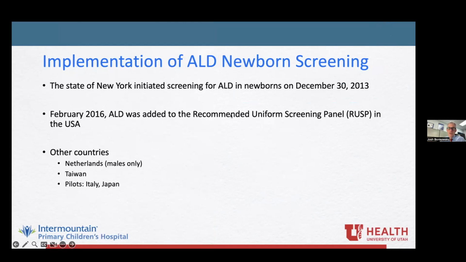It's occurring in other countries as well. In the Netherlands, it's occurring in boys, I should say. It's occurring in Taiwan, and there are pilot studies in Italy and Japan. I'll point out, and I think this was an important point from the earlier discussion, that even after the RUSP adds a disease, it's still up to the individual states to implement it. Based on budgetary limitations and local advocacy efforts, different states have had very different timelines for implementing ALD into the newborn screening process.